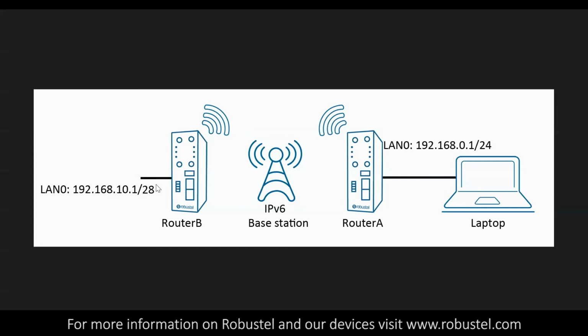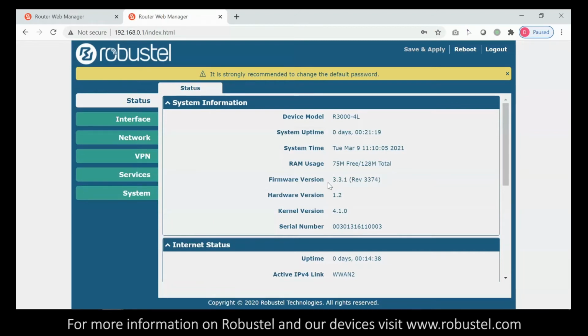The target is that router A and router B establish a VPN connection via IPv6 address to realize site-to-site access, which means router A's subnet and router B's subnet can access each other through the IPSec VPN connection. The laptop would be able to access the remote IP, this IP, 10.1/28 subnet mask. These are the two routers for the demo.